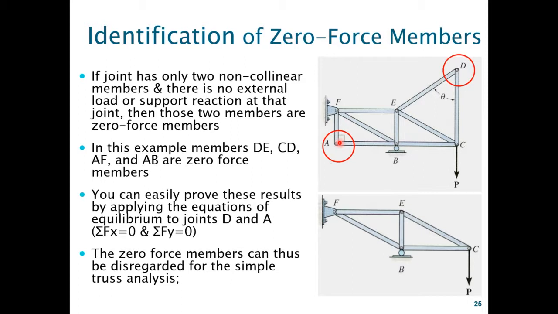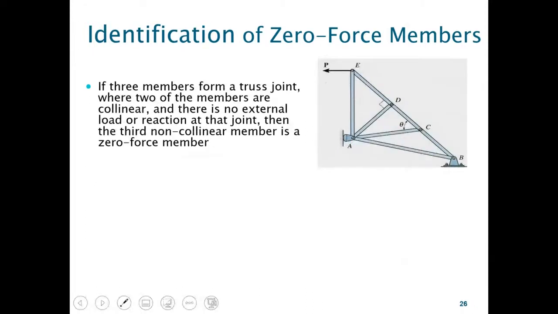Zero force members can thus be disregarded for the simple truss analysis, as I said: ED, DC, FA, and AB. We don't need those in the truss analysis because we know that they don't have any forces within them.